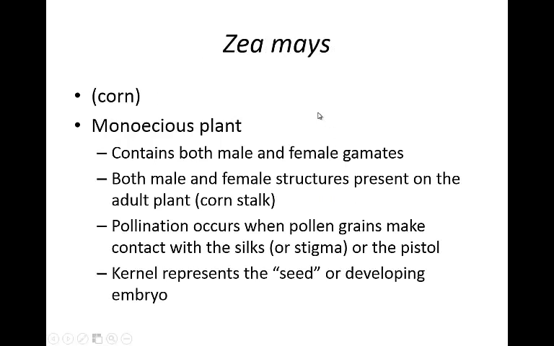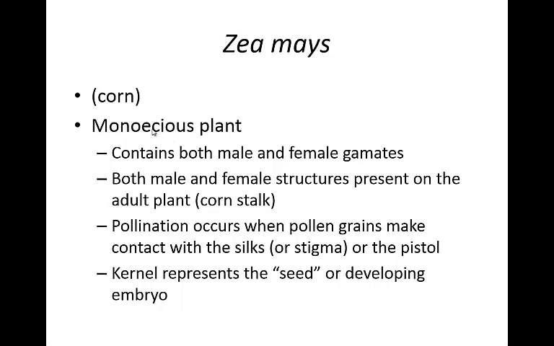Zea mays is maize, or corn. This is a monoecious plant. A monoecious plant is going to contain both male and female gametes. You may come across the term dioecious. That means that they're going to have only one or the other, male parts or female parts. But a monoecious plant is going to contain both.